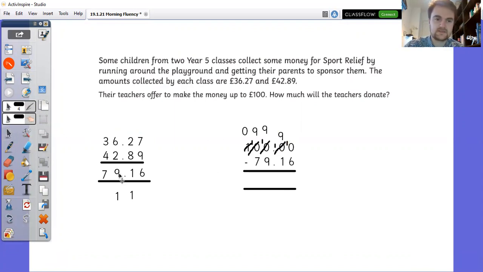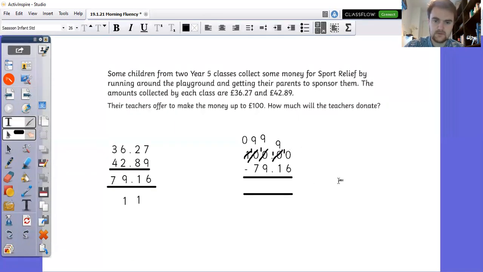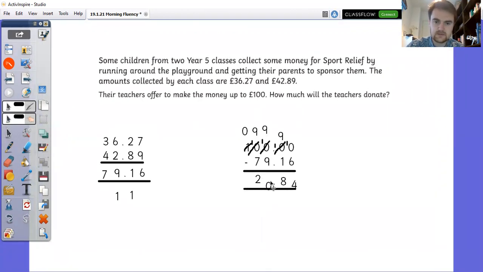So 10 take away 6 is 4. 9 take away 1 is 8. Bring the decimal down so that the decimal is still there. 9 take away 9 is 0, and 9 take away 7 is 2, which means that the teachers are ending up filling in £20 and 84 pence to get it up to £100.